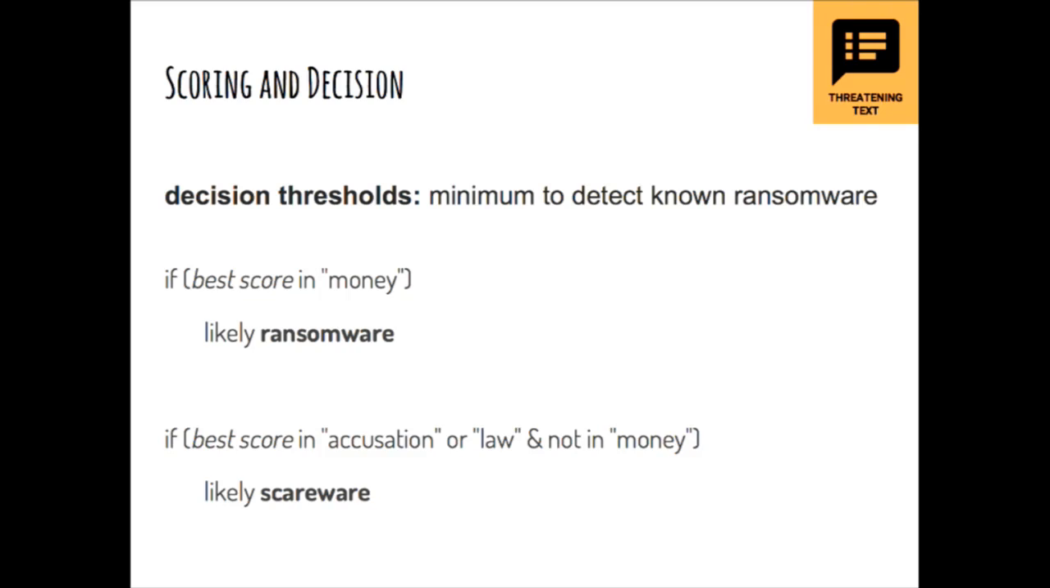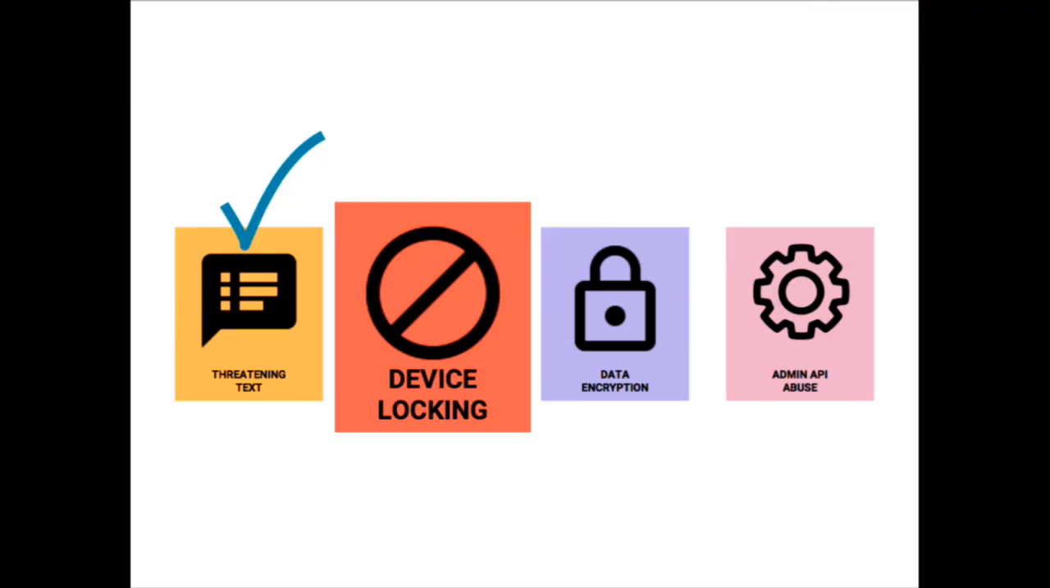So now we can use this classifier effectively and ask, is this phrase best scored, best represented by the category money? Yes, then probably it's likely to be ransomware. Is the best score in accusation or law, but not money? Then it's probably scareware. So we can use this in a custom way. You can use your custom categories and use this lightweight technique to determine the category of each of your texts. Great. So we're now done for the threatening text detection.